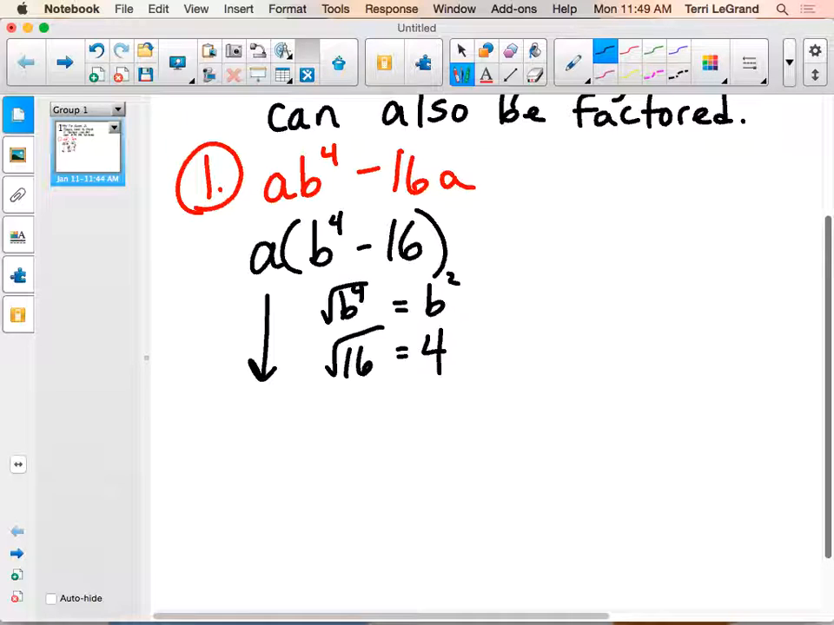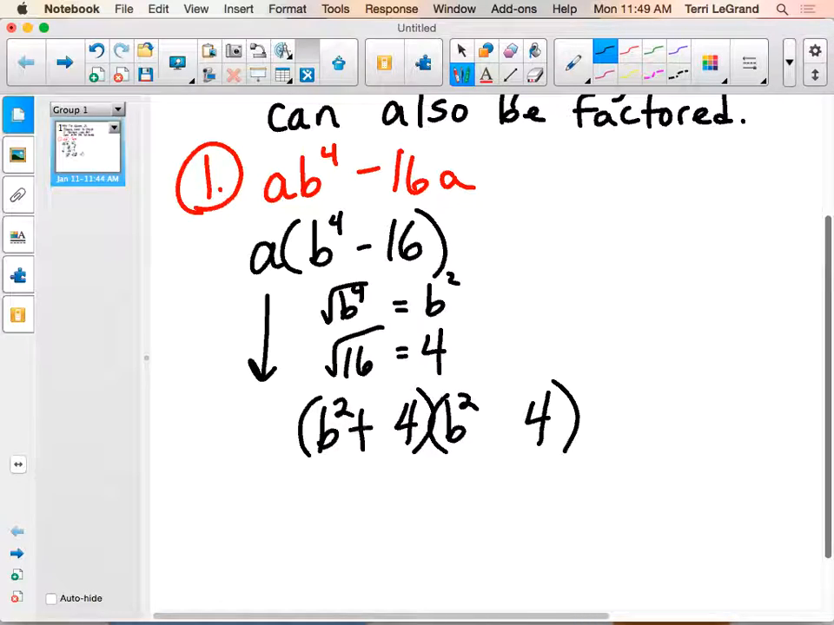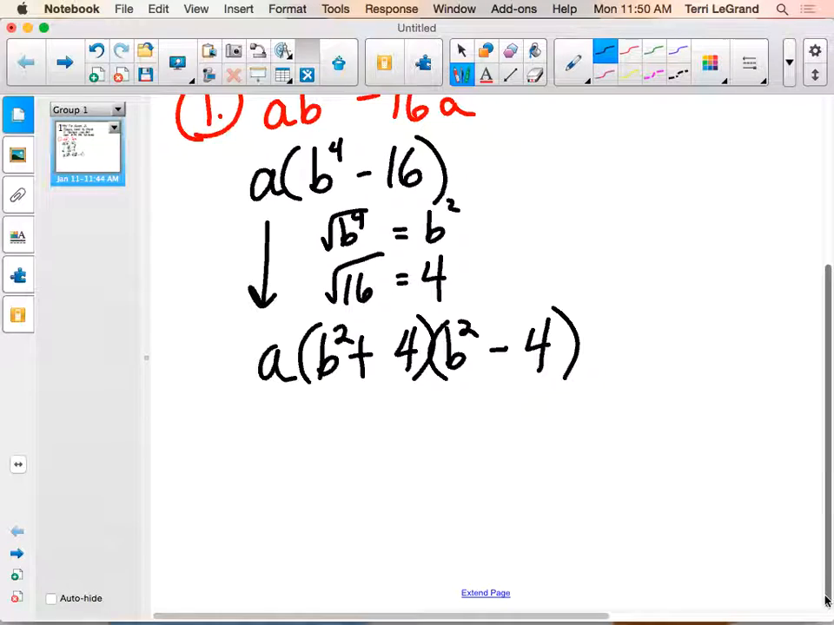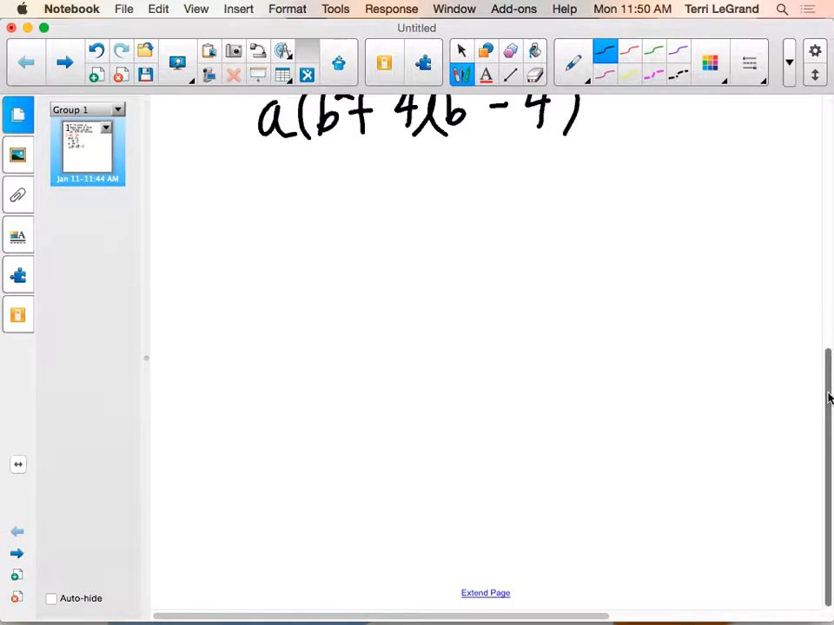So now we have both factors start with b squared. Both factors end with 4. One has addition, the other has subtraction, and we'll put our a out front of those. Can any of those be factored now? Which one? Or ones? Both of them, okay, well, that's the decision we do have to make.